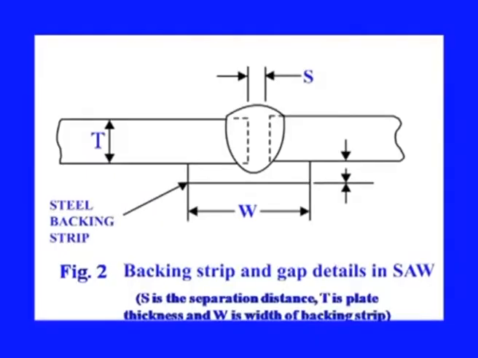Just now we were talking about one backing strip being required for effective welding in this process, and this is the width of this backing strip. We can easily understand from this configuration that this width must be greater than the joint width, and this S is the separation between these 2 base metals.